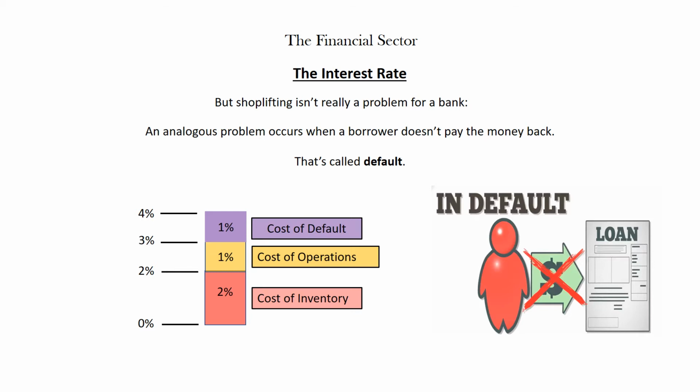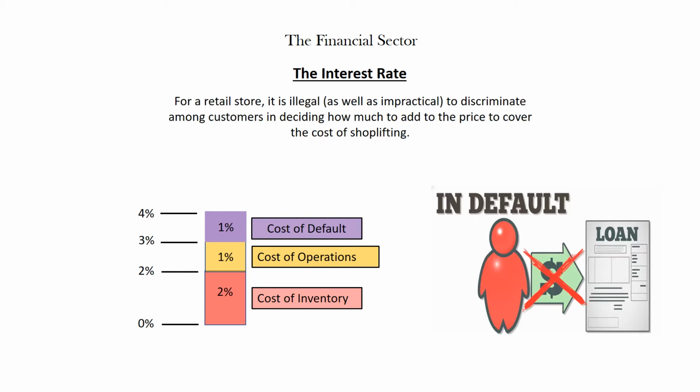For a retail store, it is illegal as well as impractical to discriminate among customers in deciding how much to add to the price of a good to cover the cost of shoplifting. It has to pass the same amount on to every customer equally. But this is not the case for a bank or any other depository institution. A bank is able to discriminate among borrowers in deciding how much to add onto the interest rate that they are charged to cover the cost of default.